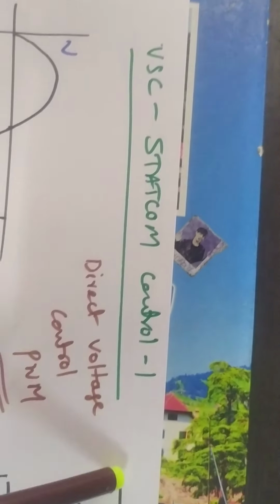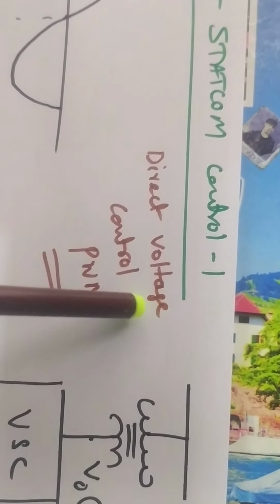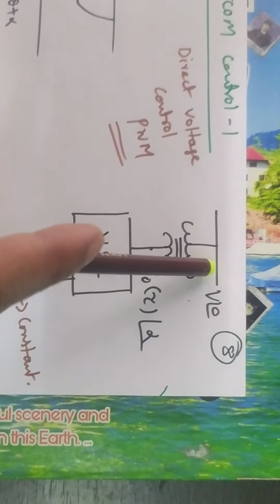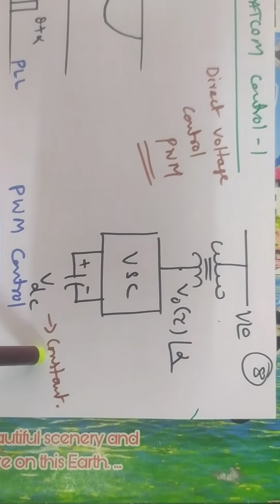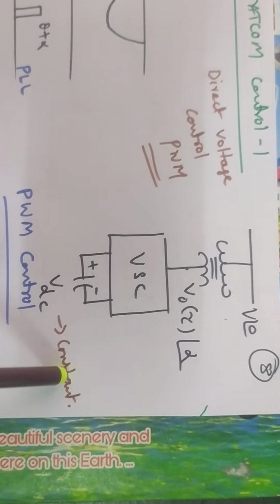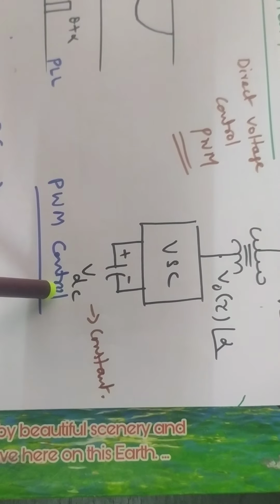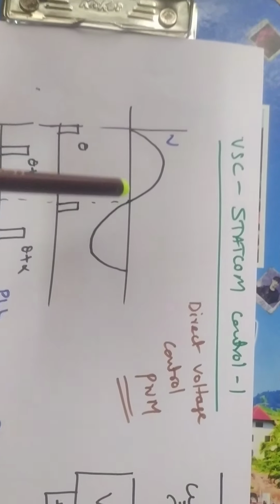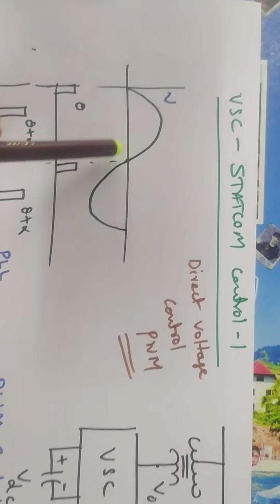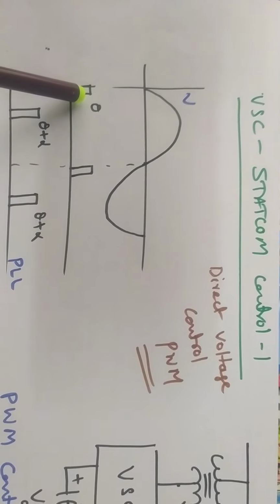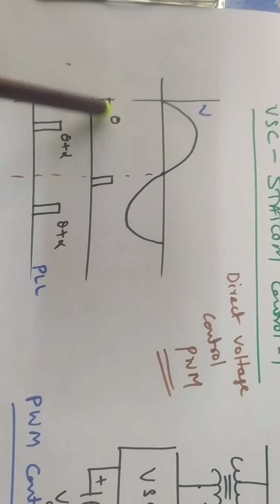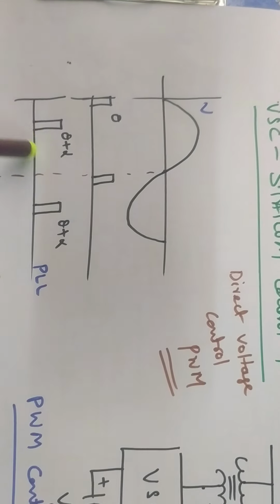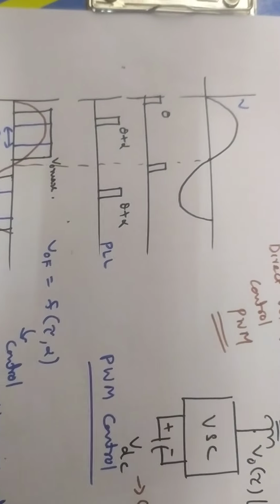Now VSC STATCOM control 1. This is the direct voltage control or PWM control, in which you have bus voltage, coupling transformer, VSC and VDC might be kept constant, and PWM control is provided for the VSC. This is the supply voltage V, a sinusoidal wave. So this is the angle theta. And alpha is added to the synchronizing signal. Now theta plus alpha is obtained from the PLL.